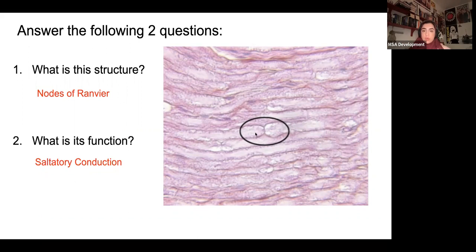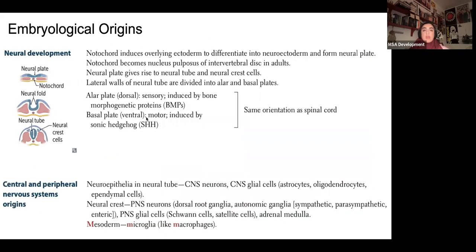So, nodes of Ranvier, saltatory conduction. This has come up since first year in terms of histology, and it's very, very important, and it might come up for you guys, so just remember this, okay? Now we're going to go into the embryologic origins.